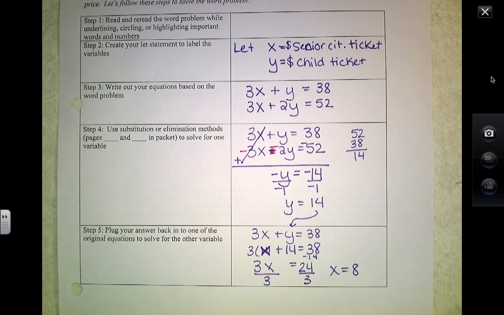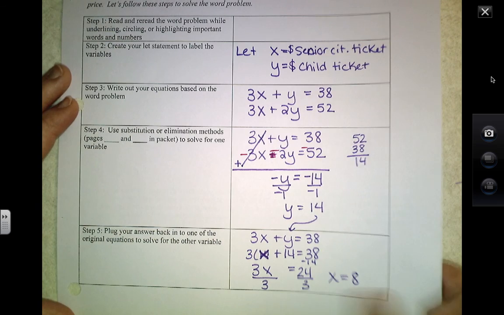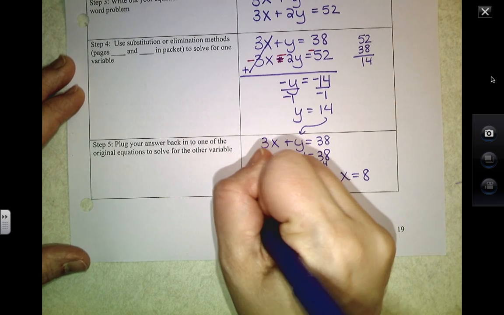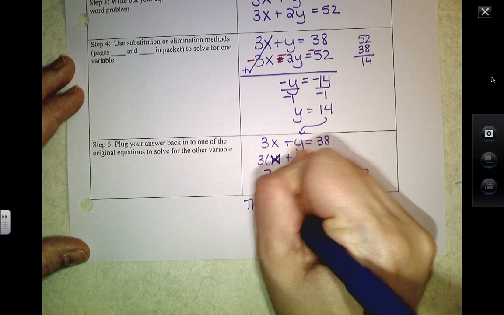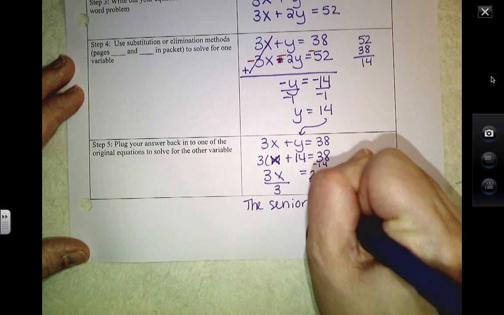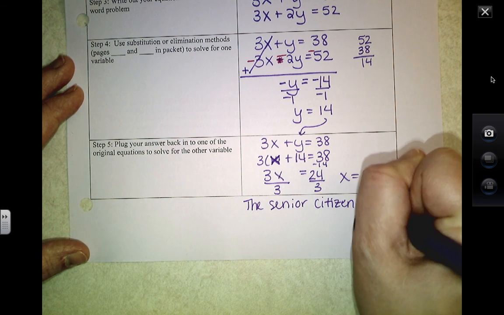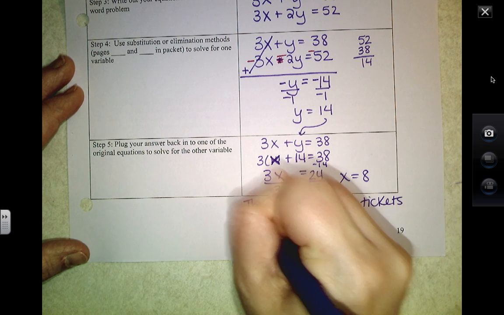The last thing we need to do then is to write a sentence to answer the question. So down here at the bottom, I'm going to say the senior citizen tickets cost, and then tell me what they cost. Those were $8.